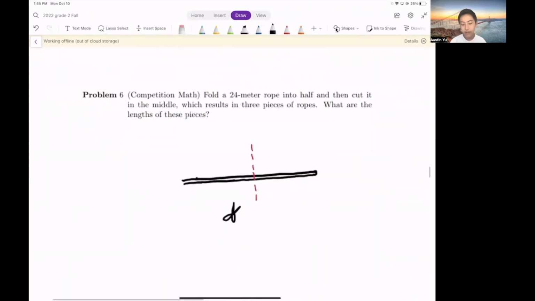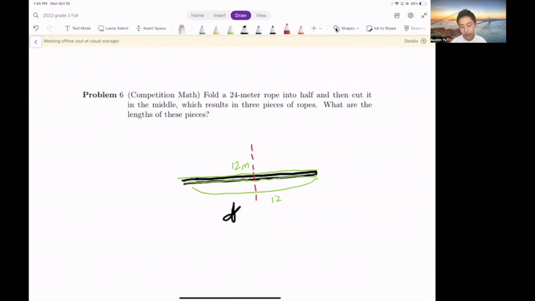Problem 6. Fold a 24-meter rope in half and then cut it in the middle, which results in 3 pieces of rope. What are the lengths of these pieces? So if it says folding a 24-meter rope in half, then we can use this diagram. So this at the top is just 12 meters. And the bottom one is also 12 meters. So these two lines are 12 meters.